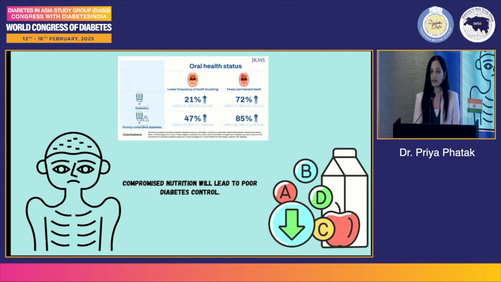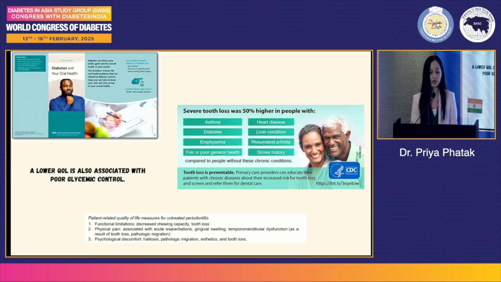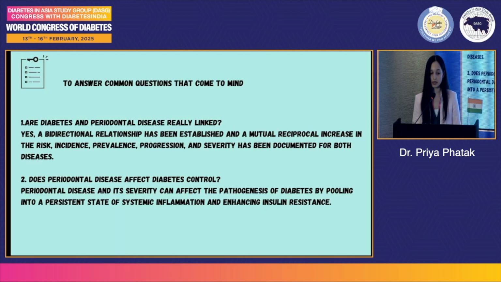Apart from the obvious ways in which periodontal disease can affect diabetes control, there are a few more. First, it can lead to loss of teeth and difficulty in chewing, which will compromise our patient's nutrition, and this will lead to further poor diabetes control. Loss of teeth can also trigger feelings of anxiety, stress, and low self-esteem, all of which will negatively impact a person's quality of life. And a lower quality of life will further lead to poor glycemic control.